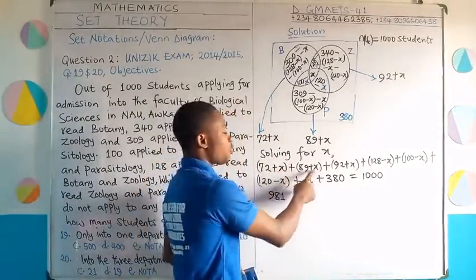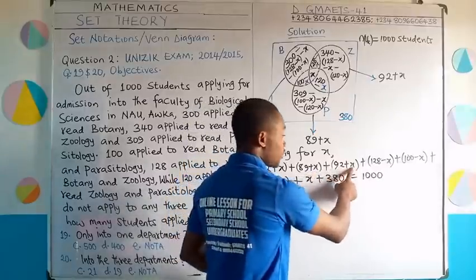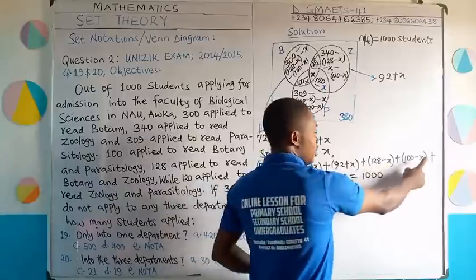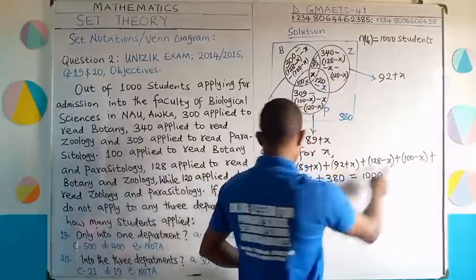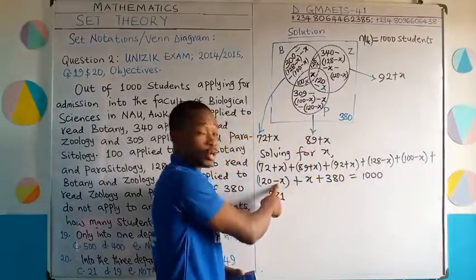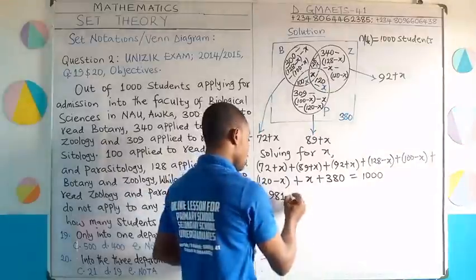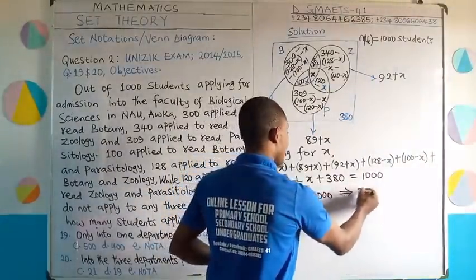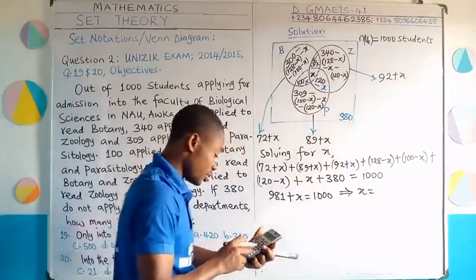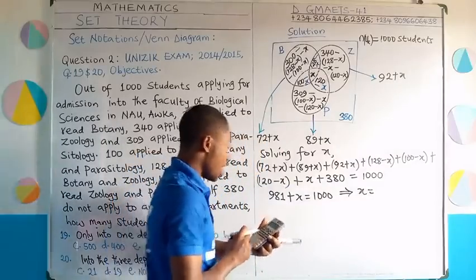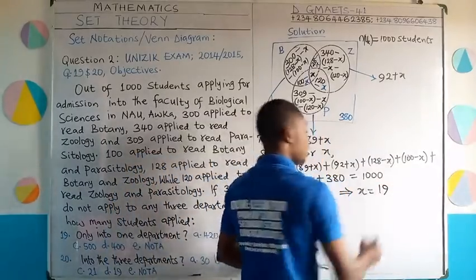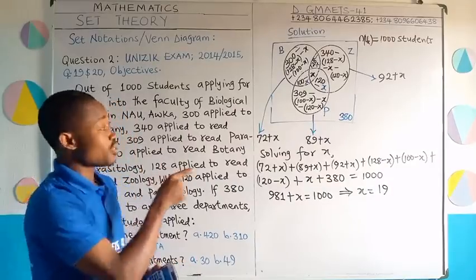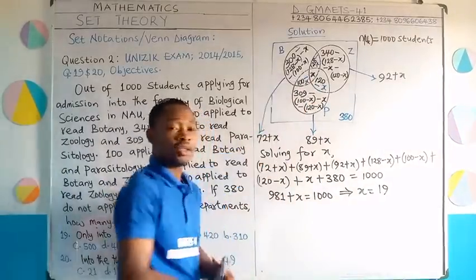Let's work out that of x. This is plus x giving us 2x. This one 3x, this will be minus x, making it 2x. Minus x, making it x. Minus x, making it 0. Plus x, making it plus x, and everything will be equal to 1000. It implies that x will be equal to 1000 minus 981, which is 19. Therefore, there are 19 students x that applied to all three departments.